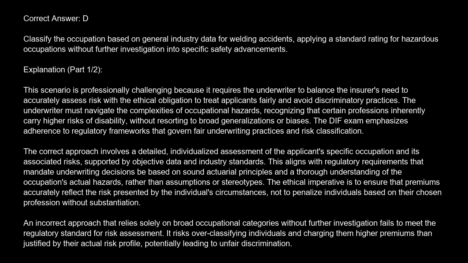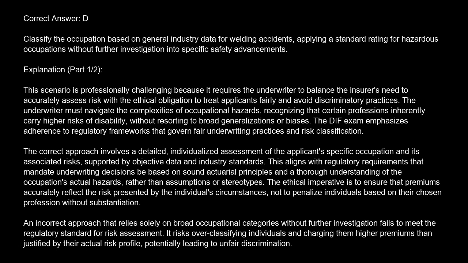The correct approach involves a detailed, individualized assessment of the applicant's specific occupation and its associated risks, supported by objective data and industry standards. This aligns with regulatory requirements that mandate underwriting decisions be based on sound actuarial principles and a thorough understanding of the occupation's actual hazards, rather than assumptions or stereotypes. The ethical imperative is to ensure that premiums accurately reflect the risk presented by the individual's circumstances, not to penalize individuals based on their chosen profession without substantiation.